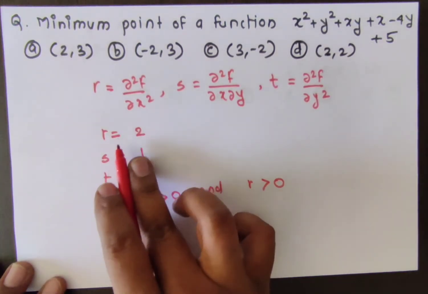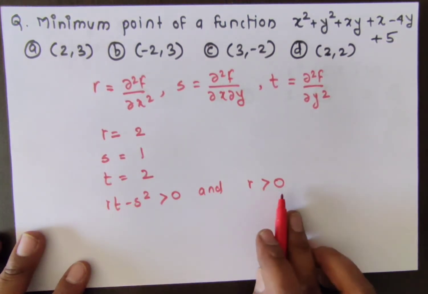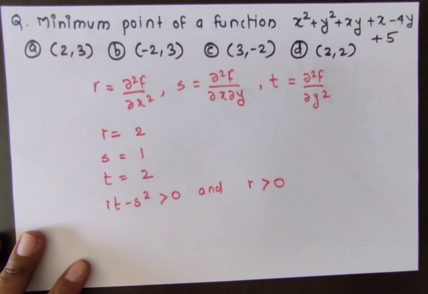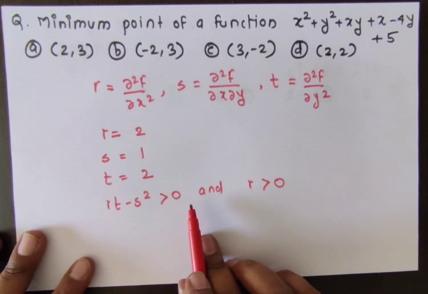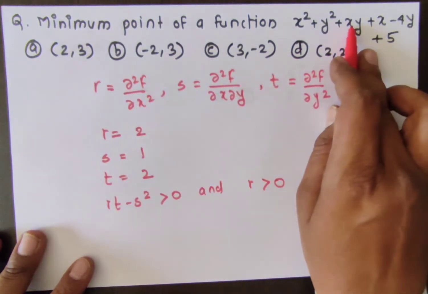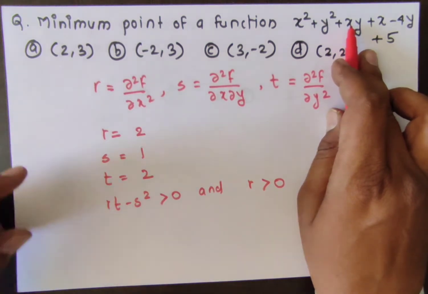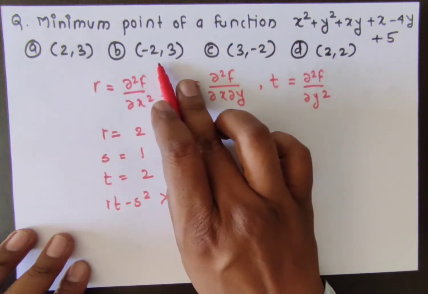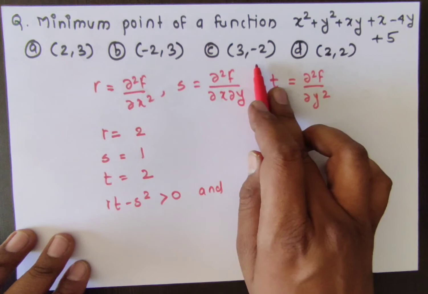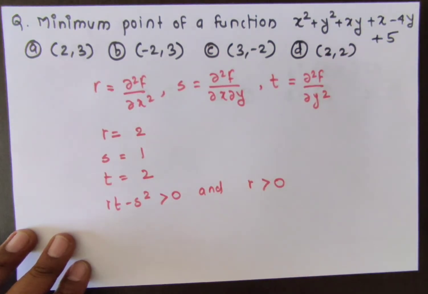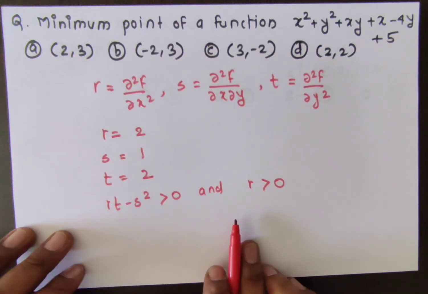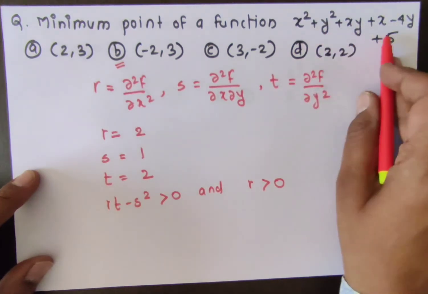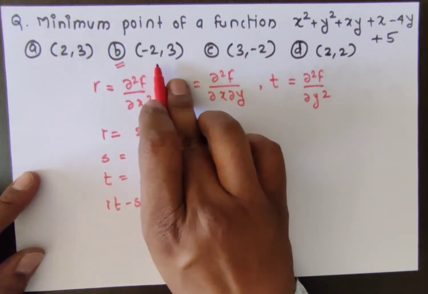So as the r, s, t values are constant values, they satisfy this condition without substituting any of these values. But when we substitute the point into the function, that has to be satisfied. Means what? For this particular case, we need to substitute the given options into this function, because for any value this condition gets satisfied. So out of these 4, this (minus 2, 3) satisfies this condition. Means our minimum point is (minus 2, 3).